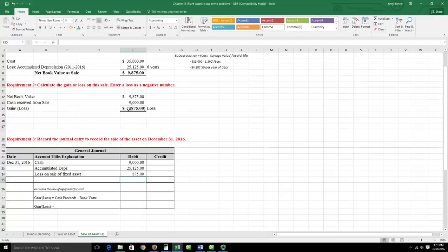If you had a gain, that would be credited. So in the situation where I said we had the $125 gain if we had sold it for $10,000, if you had a gain here, you would want to credit the account called gain on sale of fixed asset or gain on sale of equipment. Okay, so losses are debits and gains are credits.